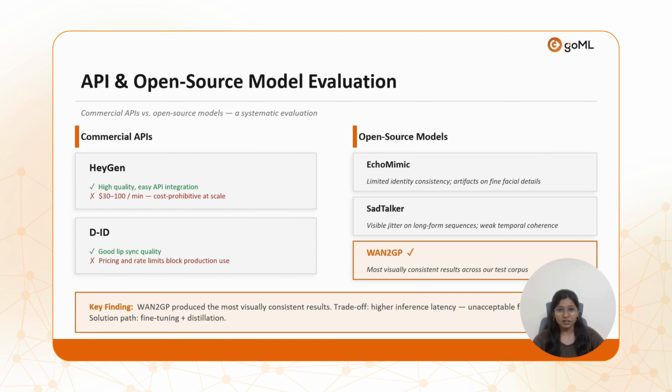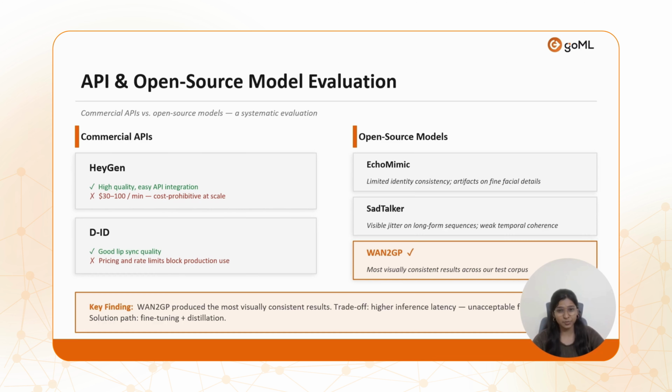Next is Sadtalker. Sadtalker had visible jitter on long-form sequences. The temporal coherence, how smoothly the motion flows from frame to frame, was weak. For videos longer than a few seconds, this became really noticeable.